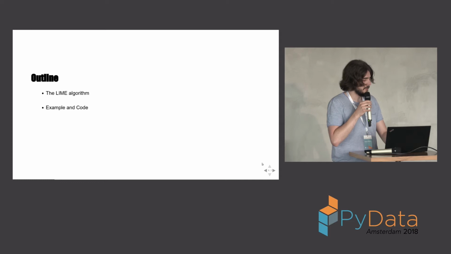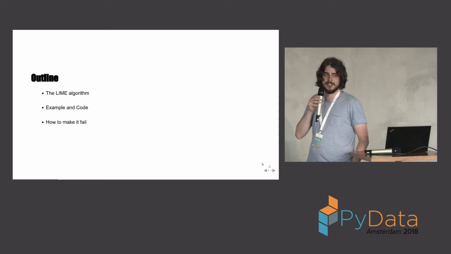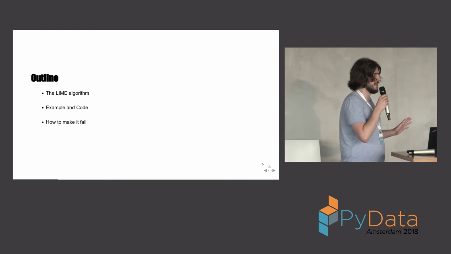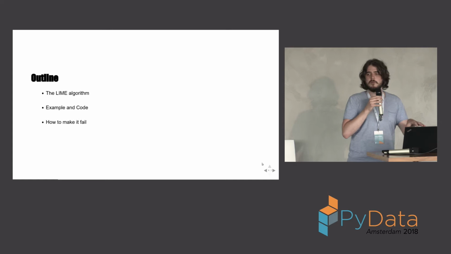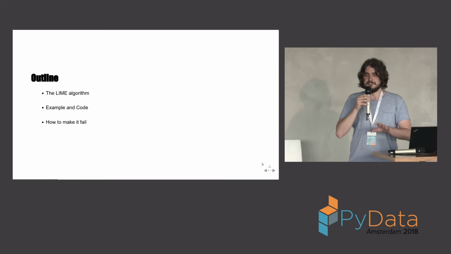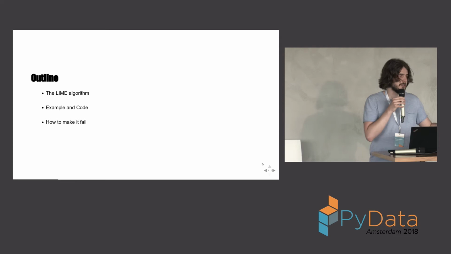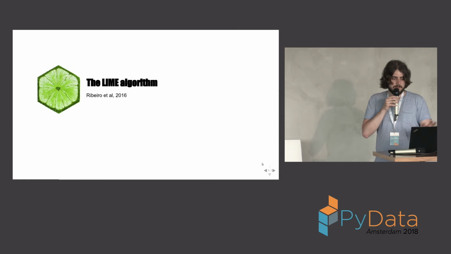And then, of course, sadly, we have no silver bullet in machine learning and probably everywhere in life. So there's no free lunch, only at PyData is there free lunch. So it often fails. You really have to know what you're doing and how you look at your data and your model to make no mistakes and build false trust in your model. So I show you how to make it fail and how to prevent it sometimes. So let's look at the LIME algorithm.